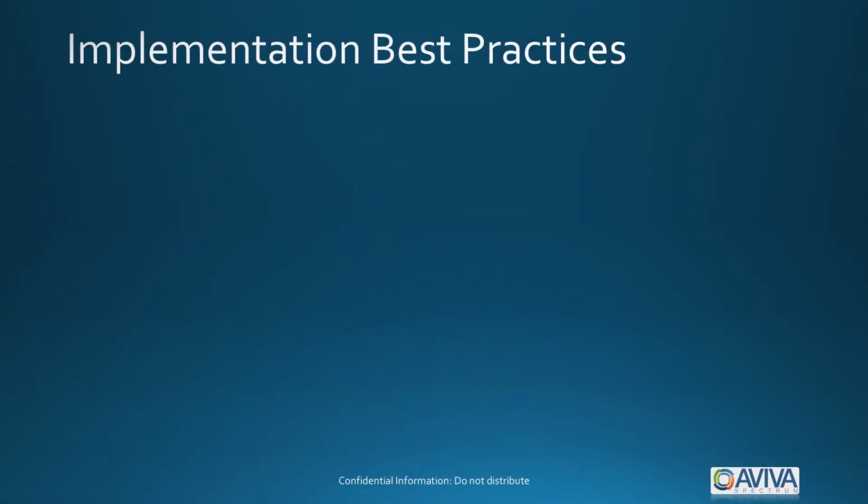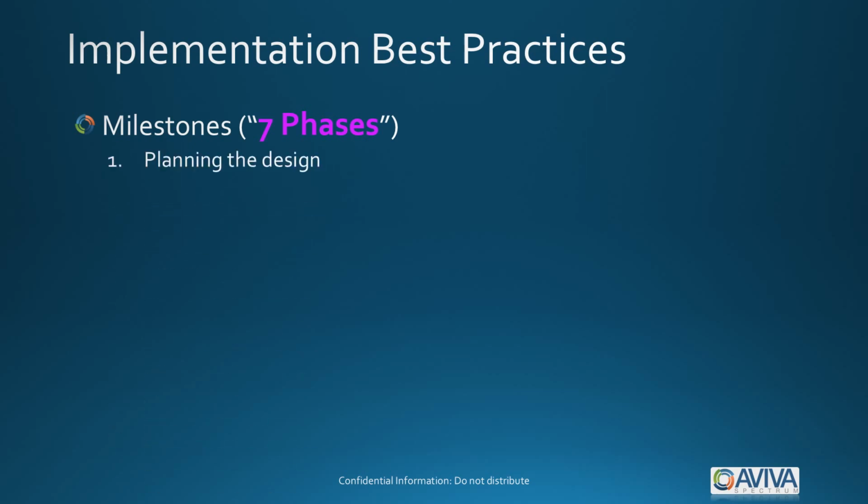Here are some implementation best practices first and foremost. You're going to need some key milestones. I'm sharing with you the 7 phases of implementing BlackLine that even the BlackLine folks themselves leverage. The first of which is the planning and the design phase. It goes through which modules you are going to go online first, and more importantly, what that looks like, what entities will be involved, etc.